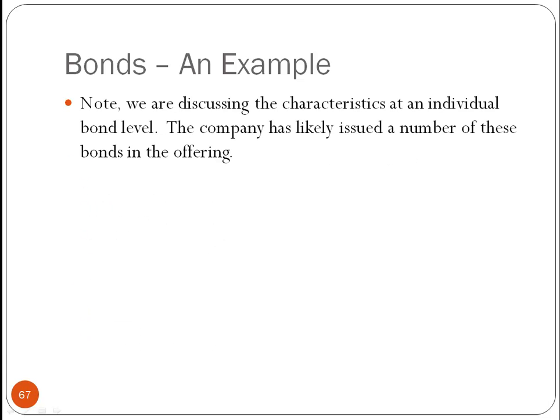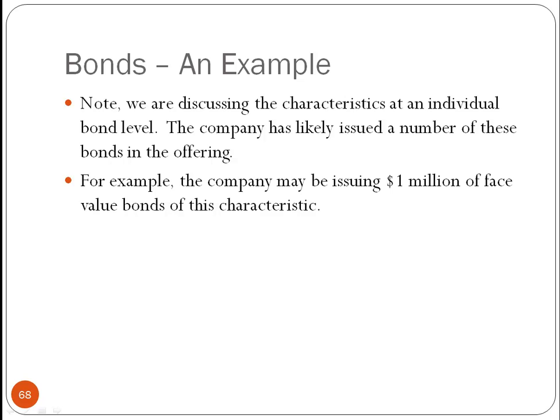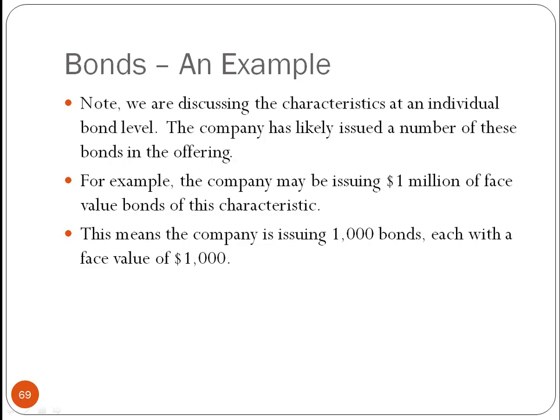So just know we're discussing the characteristics at an individual bond level. The company is not going to just issue one bond, it's going to issue many of these bonds. So maybe it issues $1 million or $10 million of face value. Each bond is $1,000. As a simple example, if the company is issuing 1,000 bonds, each with $1,000 face value, that's $1 million worth of bonds. That's actually a very small bond offering.